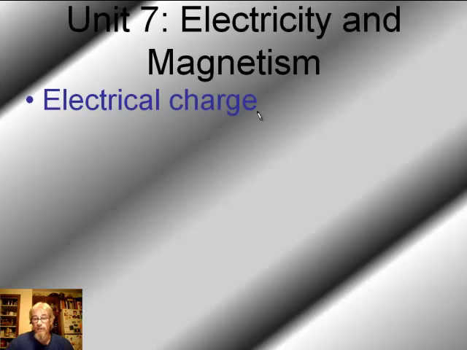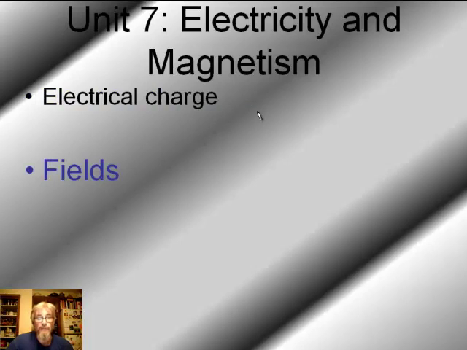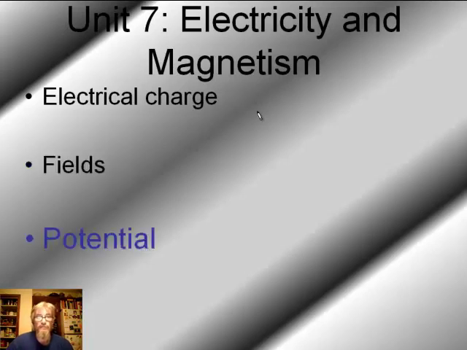We're going to start out looking at electrical charge in this unit. What is it exactly that makes a positive and a negative pole of the battery, what they are? And then we're going to look at the fields, electrical fields and magnetic fields that are generated by these kinds of non-contact forces, these invisible forces. They demonstrate themselves in fields. We'll study those a little bit.